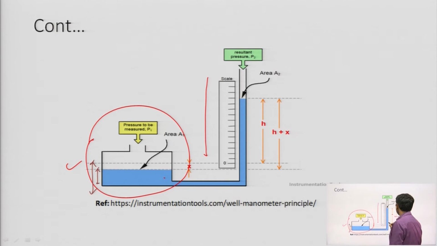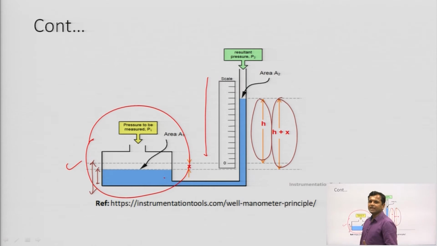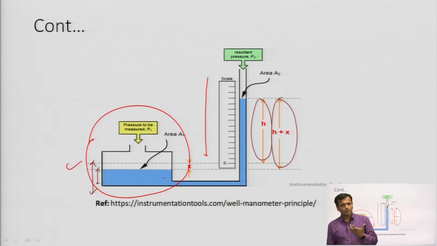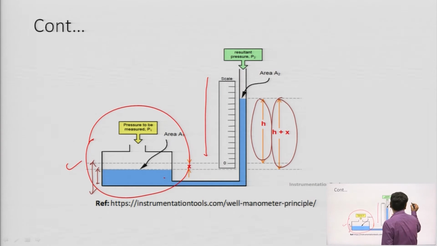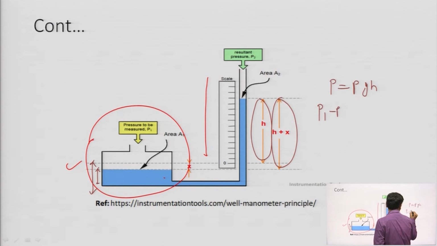So, basically the height of the liquid in that column will be equal to h, but when we apply the pressure, that height will become h plus x. So, that is the basic principle that we need to follow in the Well type manometer. It works on the principle that P is equal to rho g h. When we have applied the two pressures over here, what will be the differential pressure?